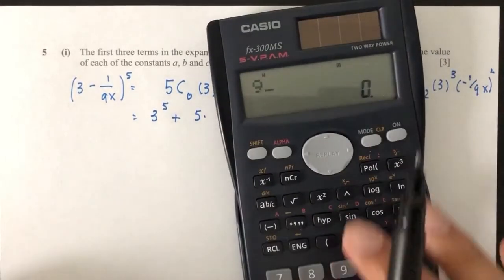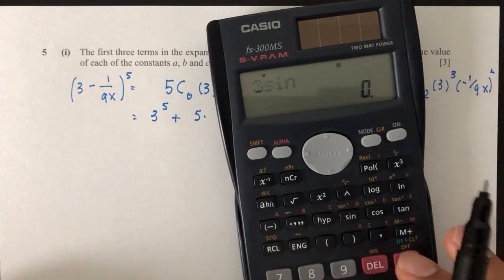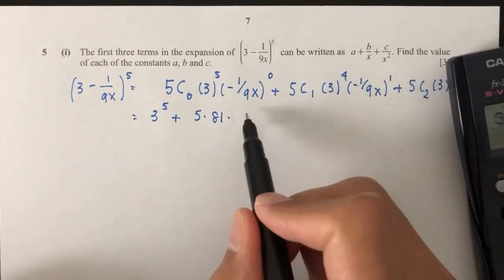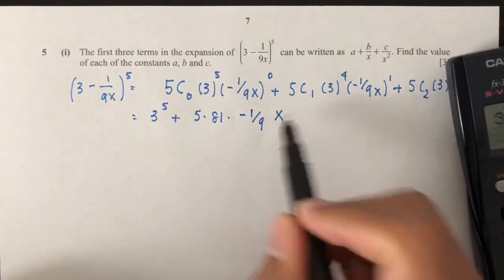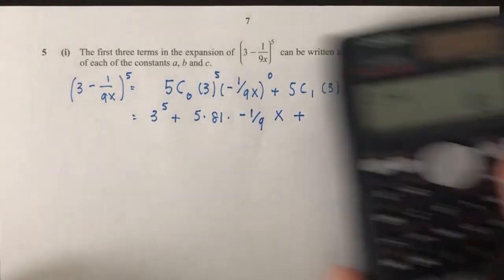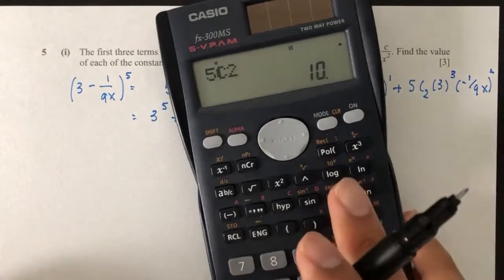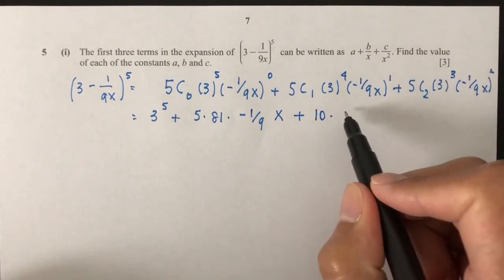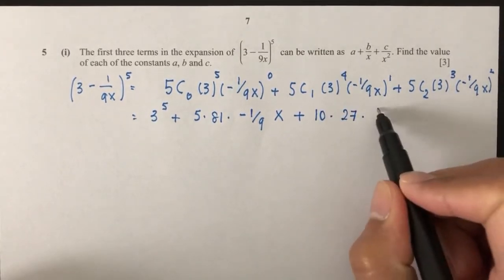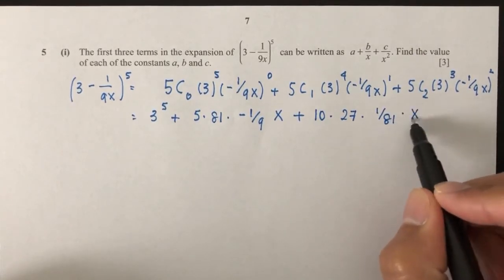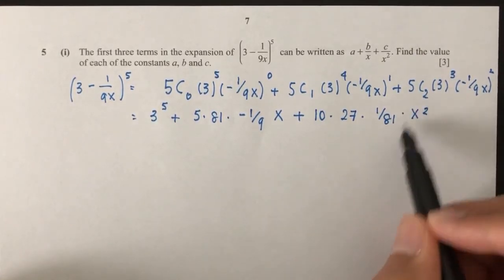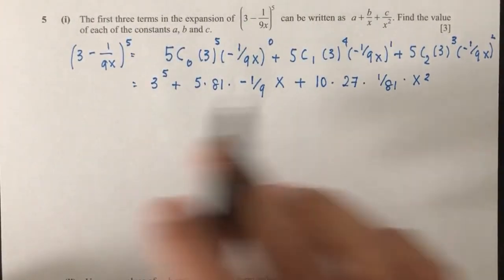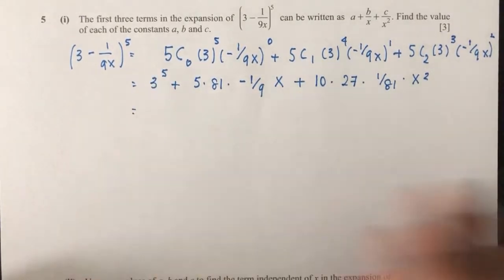3 power 4 is 81. So 81 times minus 1 over 9x. Now plus, what is 5 choose 2? 5 choose 2 will be 10, times 3 power 3 which is 27, and this is 1 over 81x squared at the bottom. It is below, so this is not up, it is at the bottom. Make sure that I write this properly. So let's first simplify this.